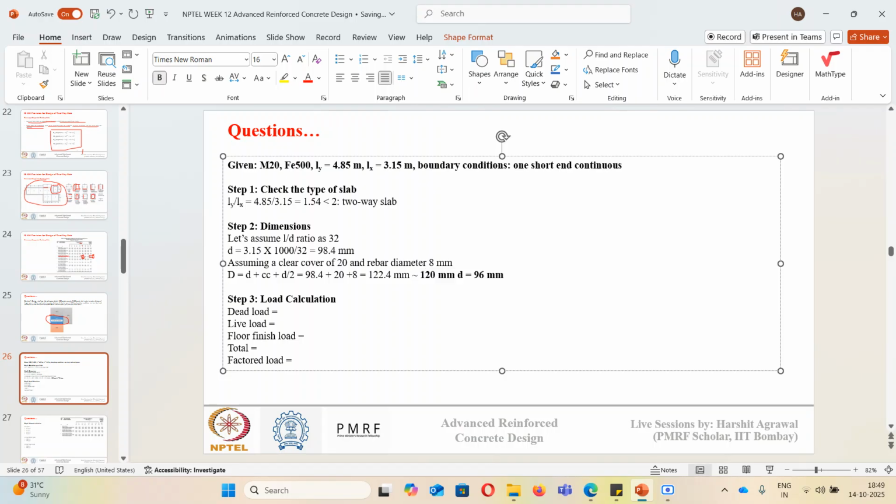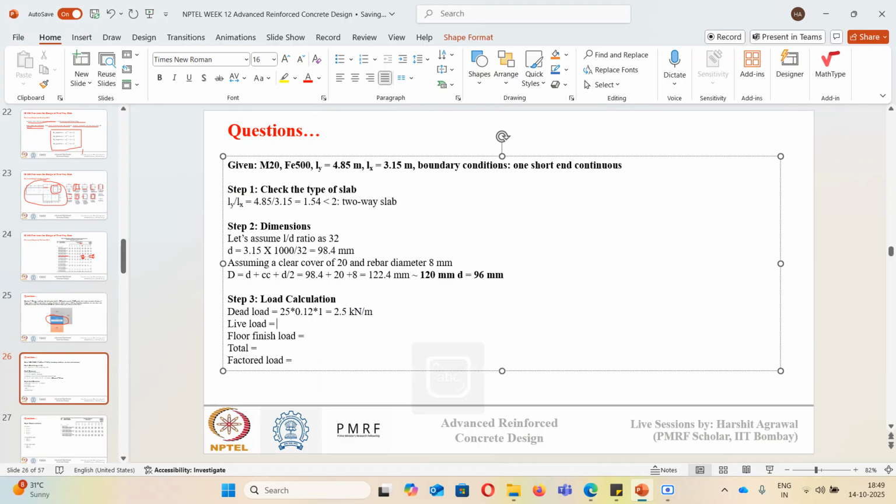Okay, so now we know the effective depth. Now I will do the load calculation. So how will we do the load calculation? Dead load will be nothing but the density, 25 kilonewton per meter cube, times the total depth and the width, which we'll assume as 1. So it will be 2.5 kilonewton per meter. This will be my dead load.